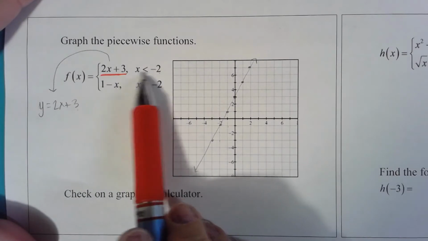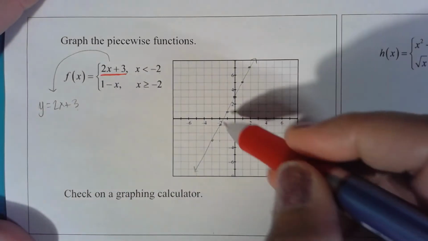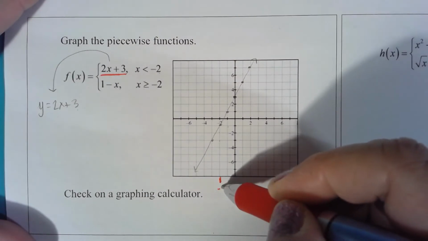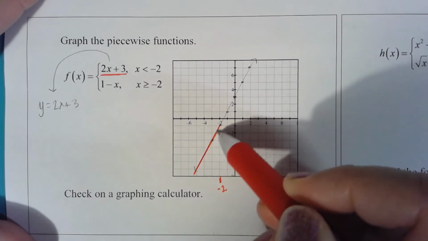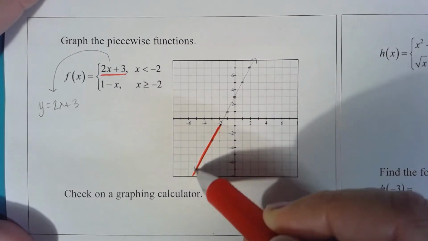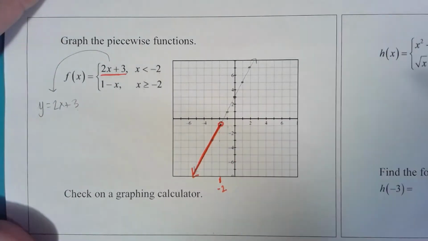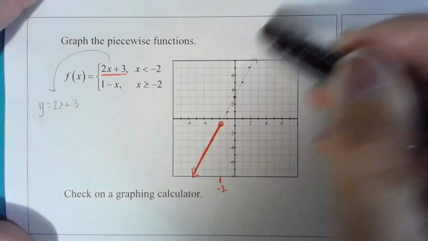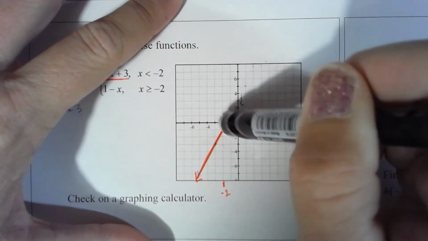But they only want that graph when x is less than negative 2. So here's negative 2. I only want this part to the left of negative 2. And it does not include the negative 2, so we'll make that an open circle there. Okay, you can take your pencil now and erase the portion of that line that we didn't use.